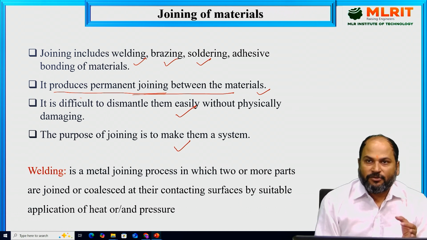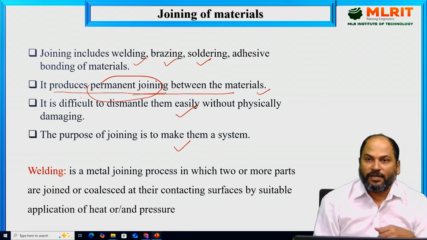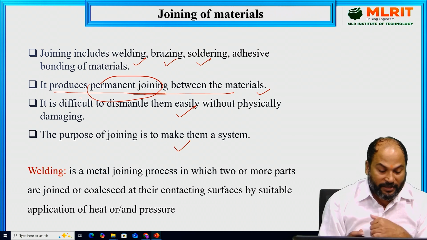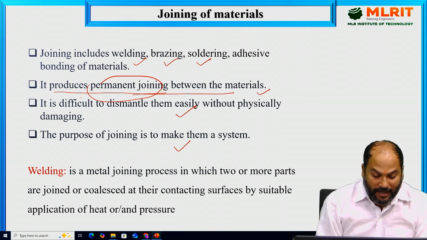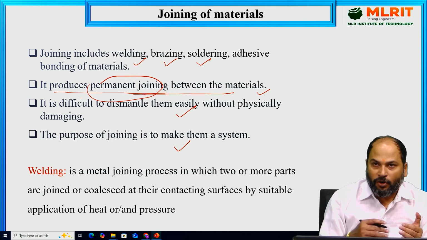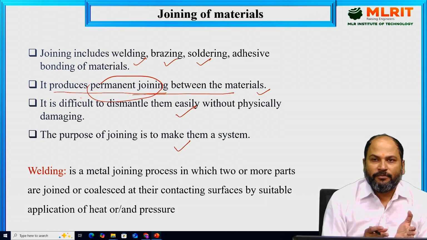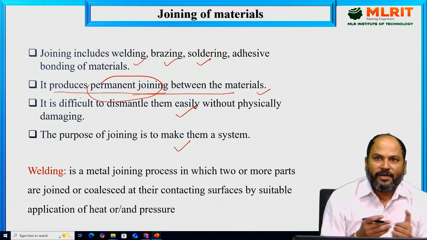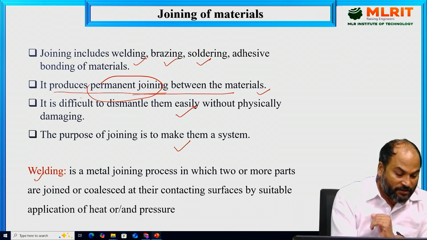The welding process, as I told, is a permanent joining process, which means the parts will be permanently joined together. It actually happens at the atomic level. It is a metal joining process in which two or more parts are joined or coalesced together at their contacting surfaces by suitable application of heat or pressure. In many of the processes only heat will be required to join the two parts. In many, heat as well as pressure will be required. In many we don't need heat, and only pressure will be sufficient to join them together. So this is the definition of a welding process.